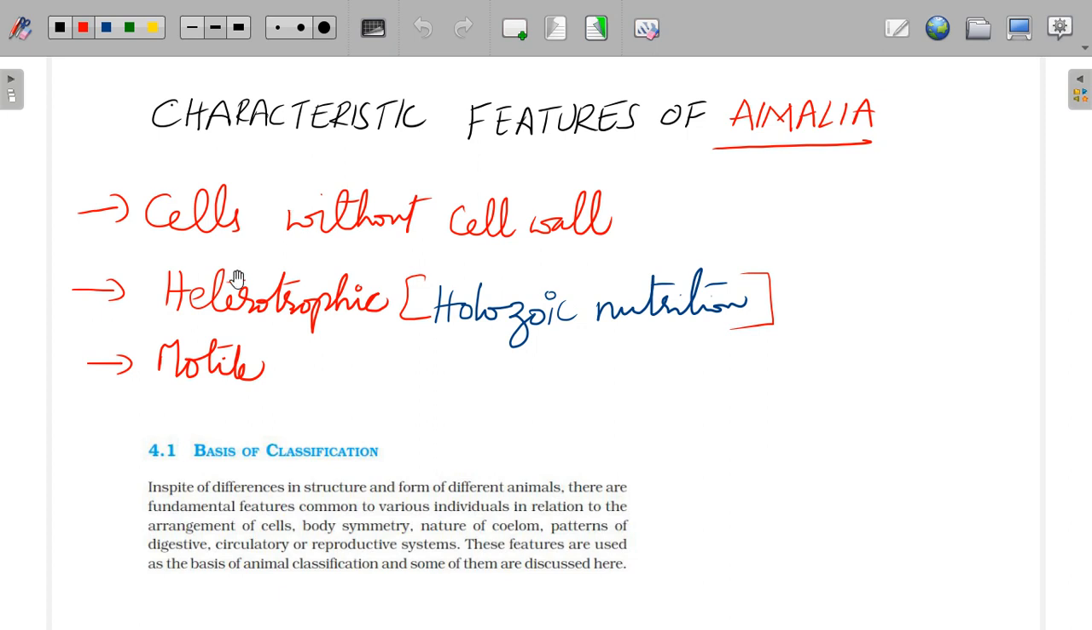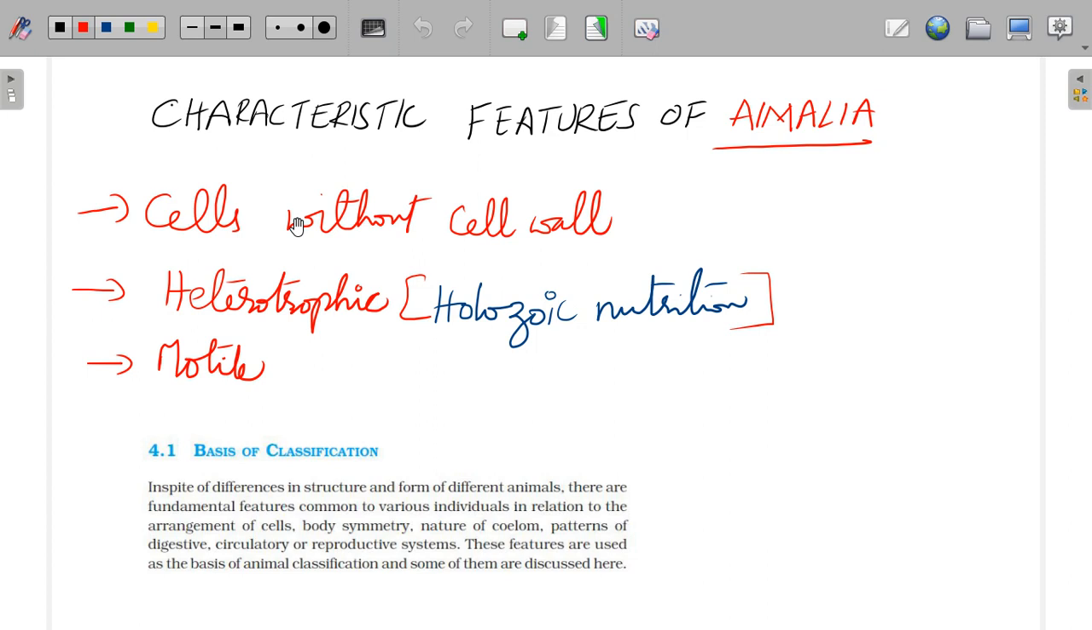We already know that we have 5 kingdoms: Monera, Protista, Fungi, Plantae, and Animalia. So Animalia is the more advanced organisms. That means a group consisting of organisms having more advanced characteristics compared to the lower organisms like Monera, Protista, Fungi, Plantae. So here are some of the characteristic features of Animalia.